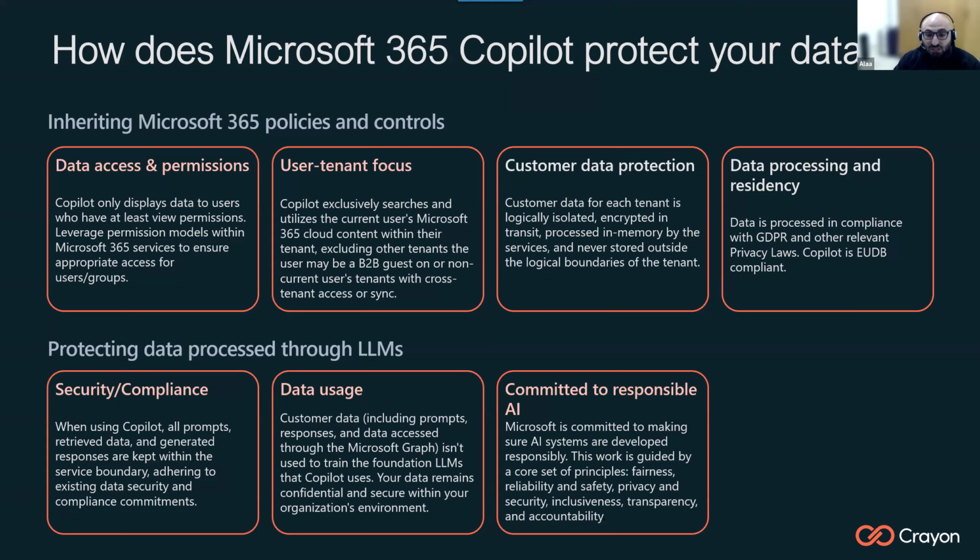It focuses on the current user's content, avoiding searches across other tenants or accounts where users may be a guest. The third way is that customer data is safe through separation, encryption in transit and at rest, and processing in memory, ensuring it's never stored outside the tenant boundaries. This protection includes data content encryption methods such as BitLocker, per-file encryption, TLS, which is Transport Layer Security, and Internet Protocol Security, which is IPsec.